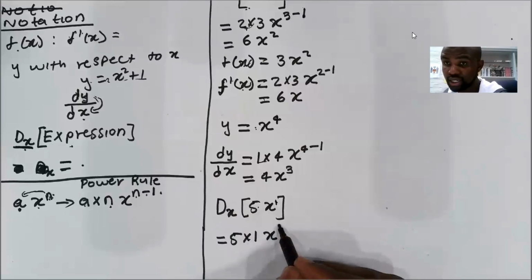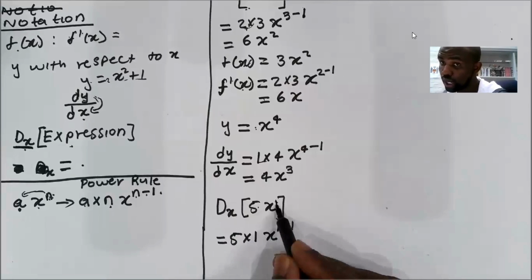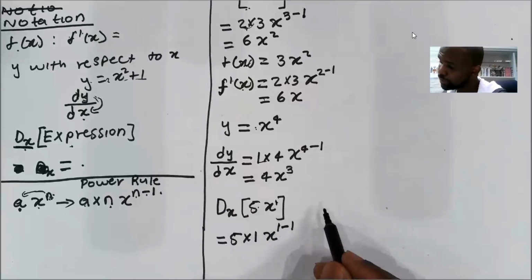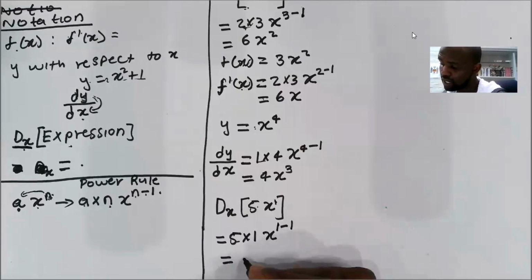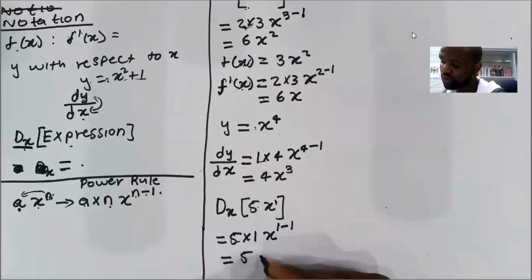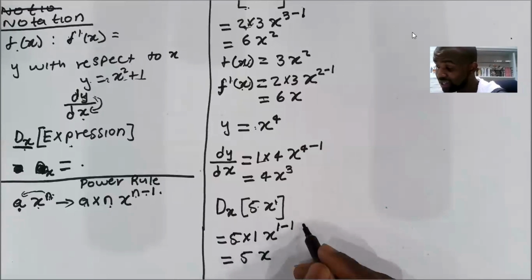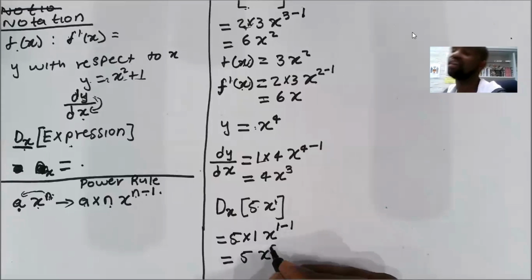Remember, it's 1 minus 1. The exponent in the corner, which is 1, and then we're going to minus it by 1. Then what is 5 times 1? It's just 5. And then x. What is 1 minus 1? 1 minus 1 was 0, guys.